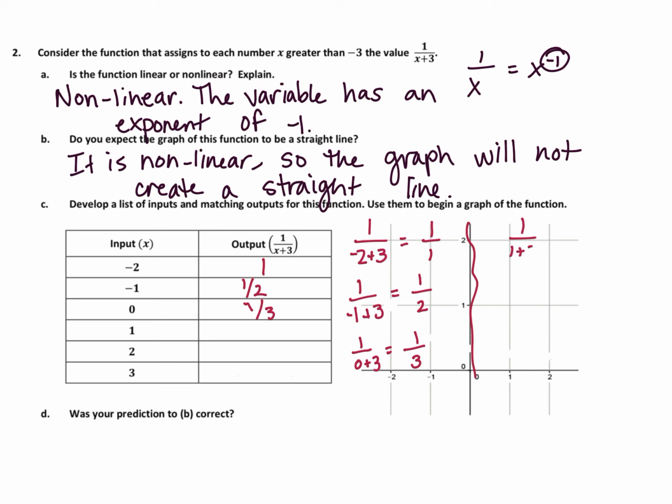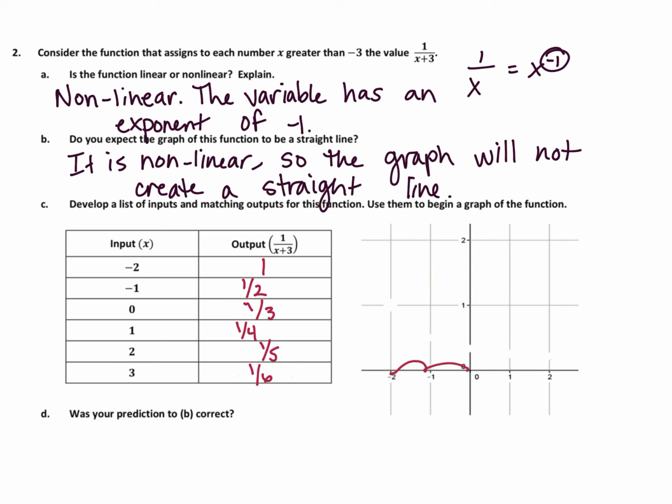If I put a 1, 1 plus 3 is 4, which is a value of 1/4. If I put a 2, 2 plus 3 is 5. And if I put a 3, 3 plus 3 is 6. Now we are going to graph those.